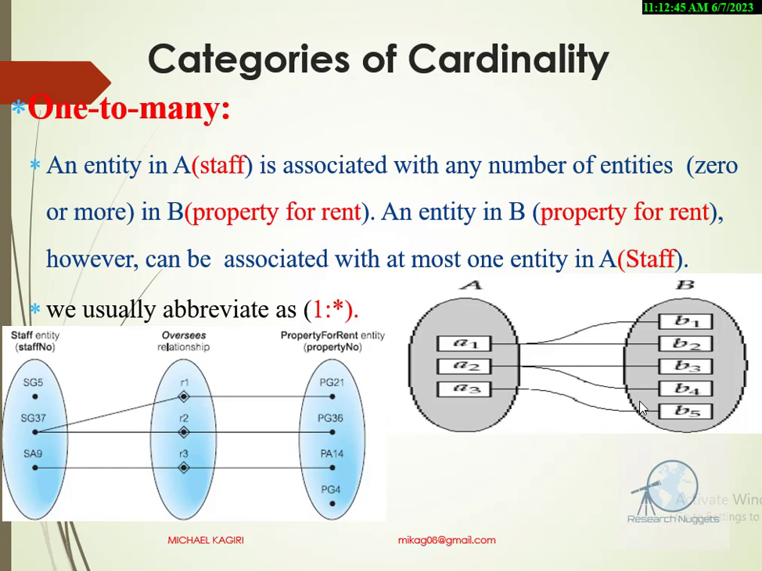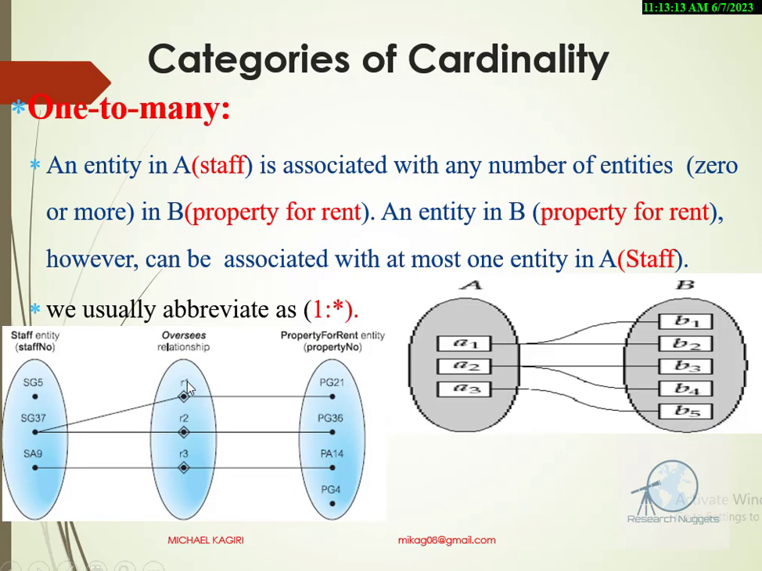To simplify that, we are saying that an entity in A will be associated with any number of entities, ranging from 0 to more, in B, and vice versa. An entity in B will only be associated with at most one entity in A. To represent that, we normally use the 1..* notation. Let's give an example.